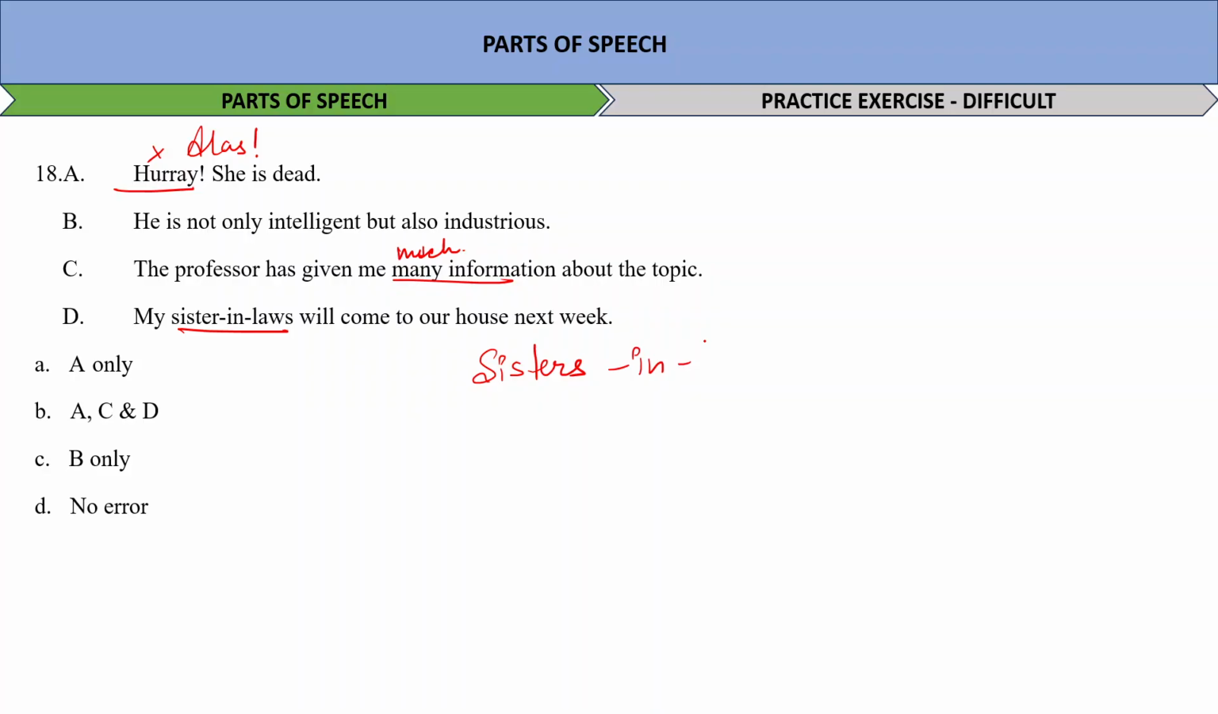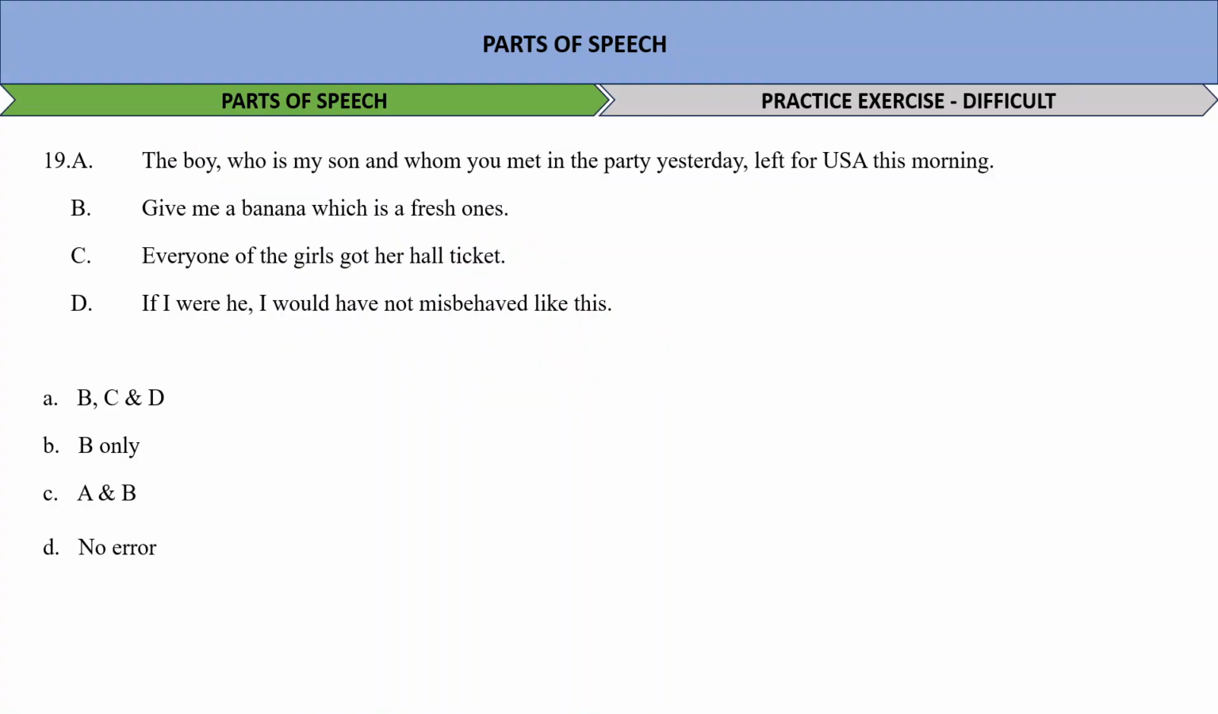Moving ahead, the boy who is my son and whom you met in the party yesterday left for USA this morning. Give me a banana which is a fresh one. It should be one and not once, right? Fresh one. Every one of the girls got her hall ticket. Okay, if I were he, I would rather not misbehaved like this. So somewhat correct sentences. So the error is only in option number B, right?